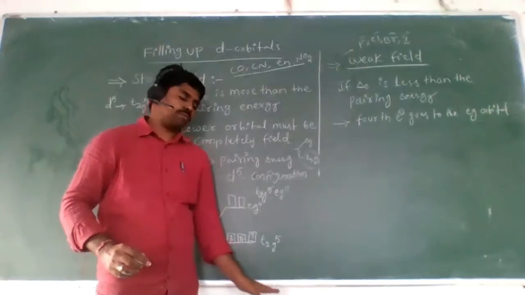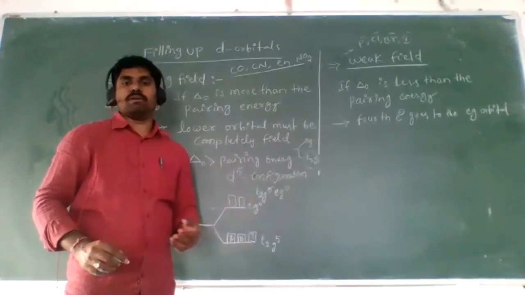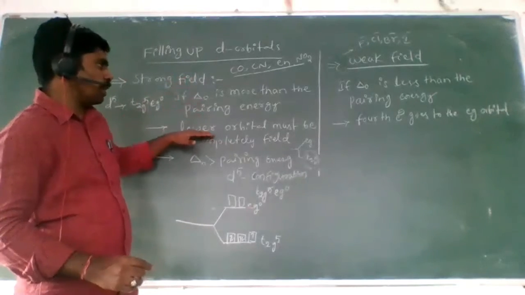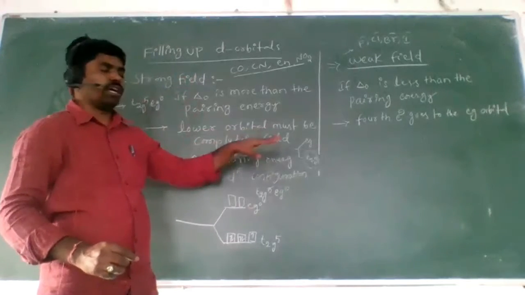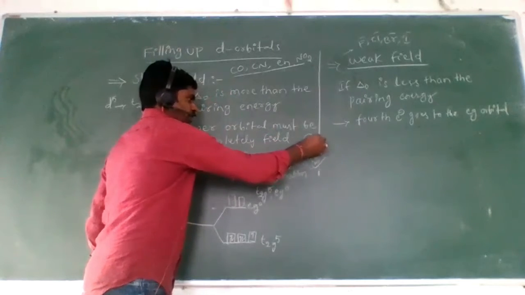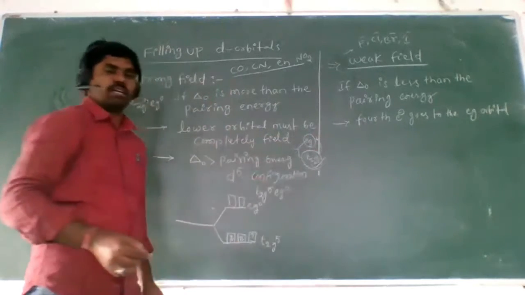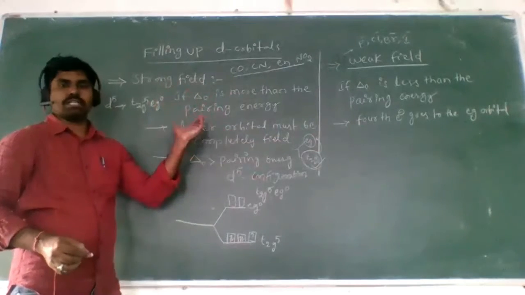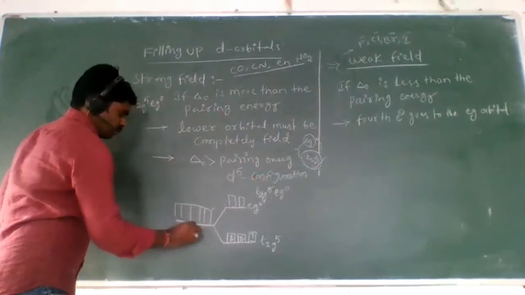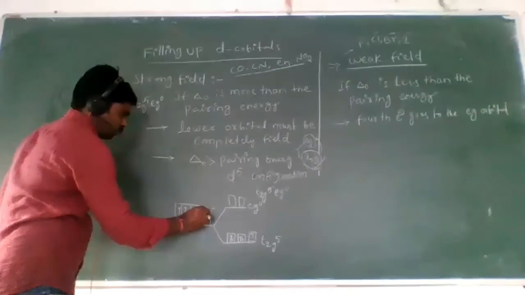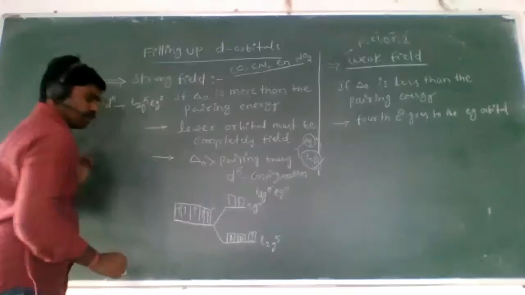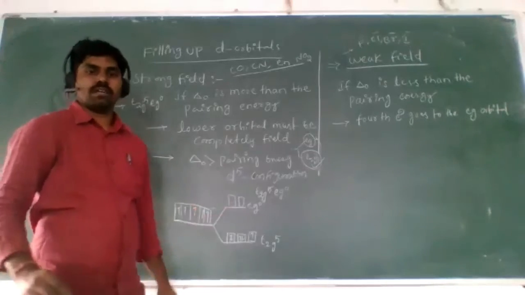Electrons first fill the T2g, and then the remaining electrons, if any, go into the Eg orbital. In the strong field condition, the lower orbital must be completely filled, and then the remaining electrons go to the Eg. First T2g, then Eg. So when it is completely filled, the remaining electrons go to the Eg orbital. Is that clear? Now I write the 5 orbitals. Here one electron each: 1, 2, 3, 1, 2, 3, 4, 5. Okay, this is the electron filling. Is that clear? Do you understand?